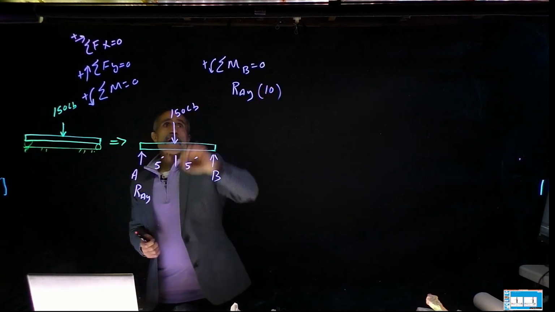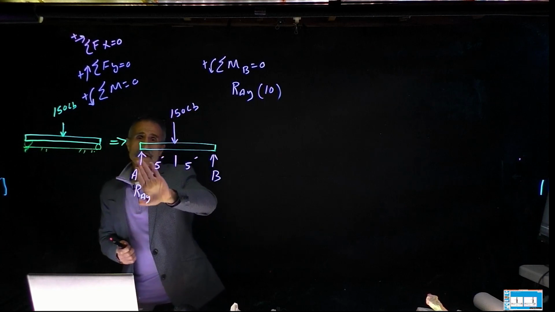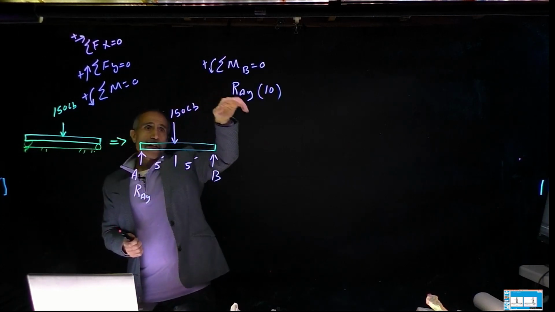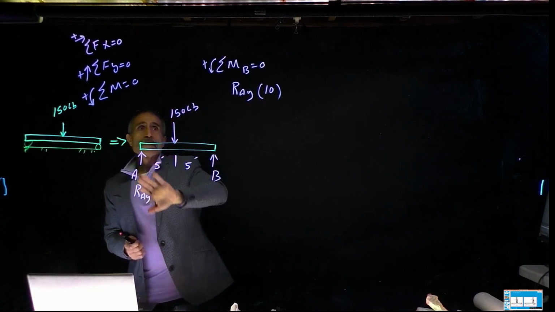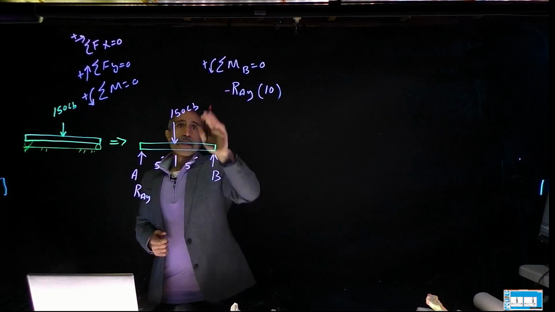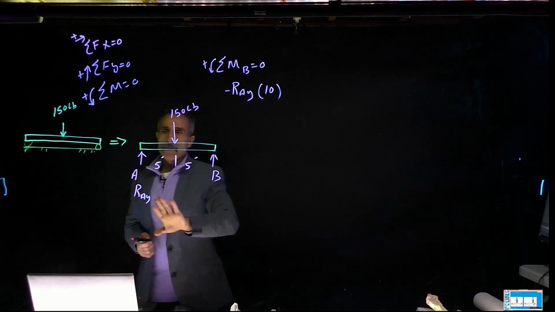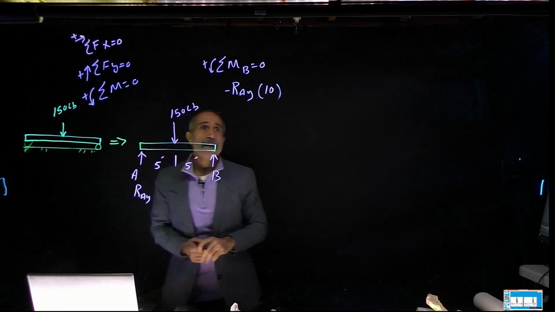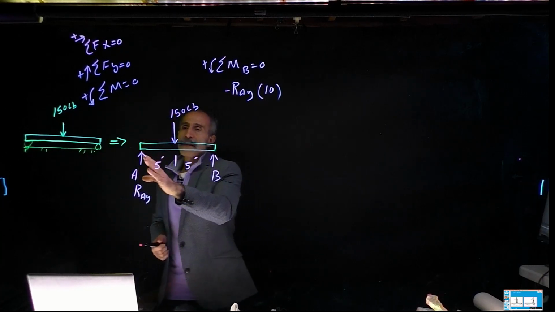I said counterclockwise is positive. So this force is going like this. See my rotation? Oh, it's going clockwise. But I said counterclockwise is positive. Therefore, this is going to be negative based on our sign convention. So it's going clockwise about point B. Then, now there's nothing here until I get to here.